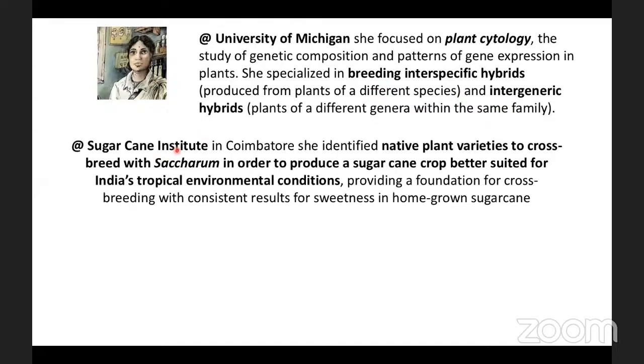At the Sugarcane Institute in Coimbatore, she made a lot of hybrids, but her main aim was to make the sugarcane more compatible with Indian conditions. So she took native plant varieties and crossbred them with Saccharum in order to produce sugarcane crops. So she is considered to be the scientist who sweetened India. Actually, there are still many varieties developed by her that are in cultivation now.